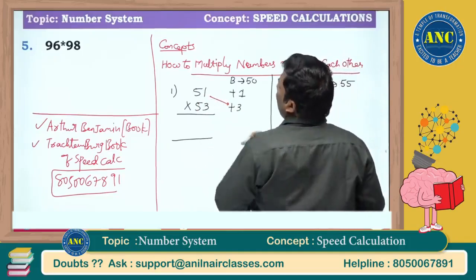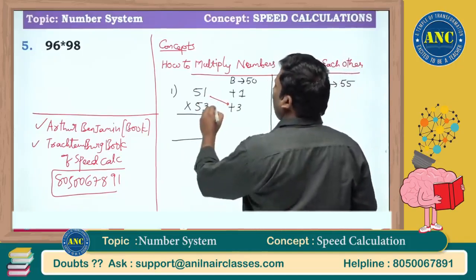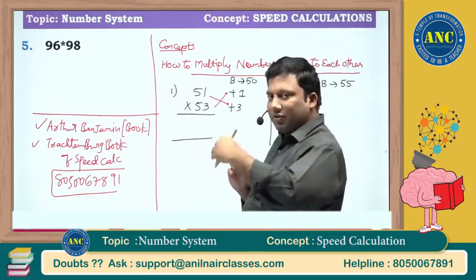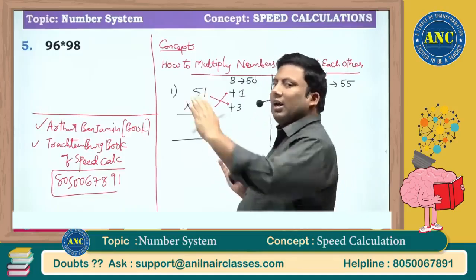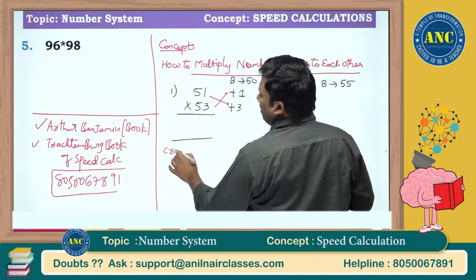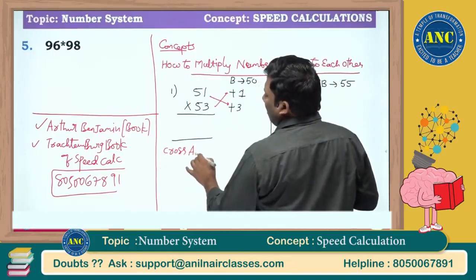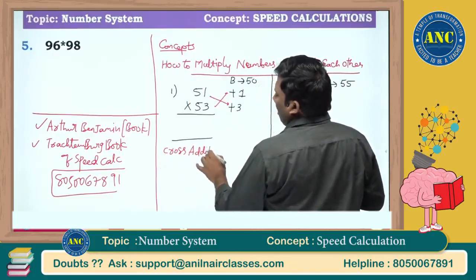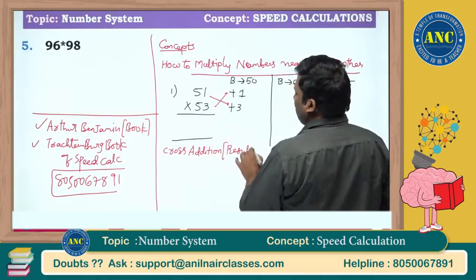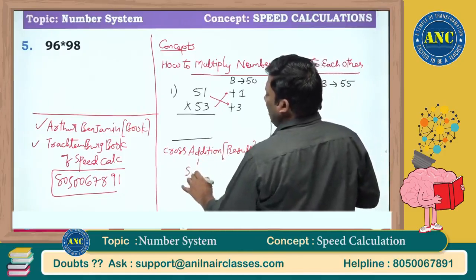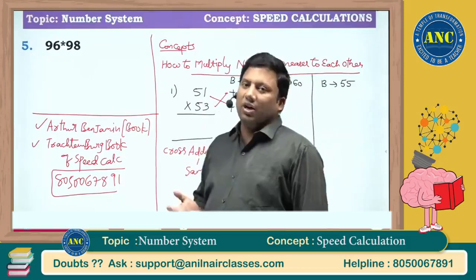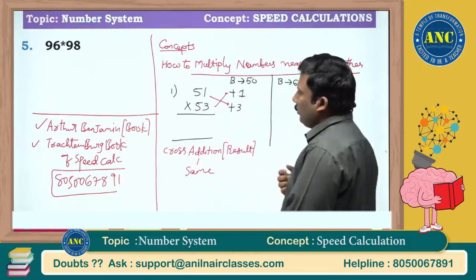Do cross addition. 51 plus 3 is 54. 53 plus 1 is 54. Write diagonally from left to right or from bottom to top. The cross addition result should be the same. First write down that condition. In case you are not getting the same cross addition result, you did a calculation mistake.